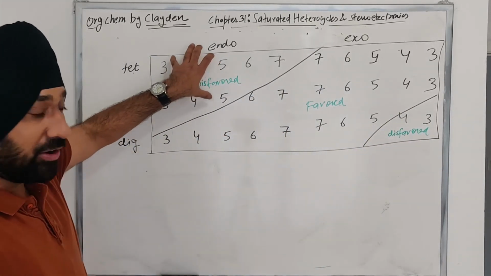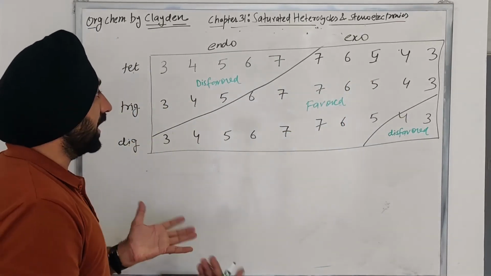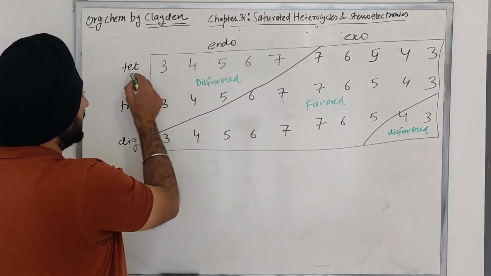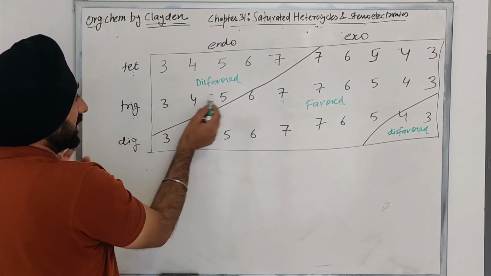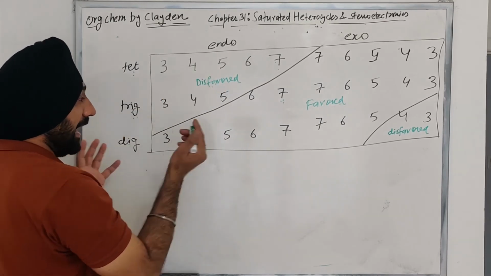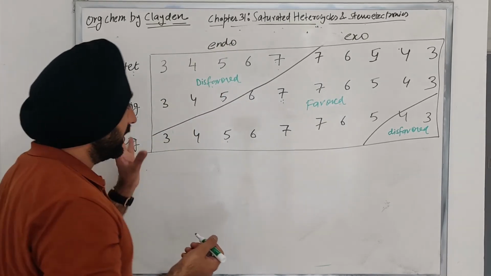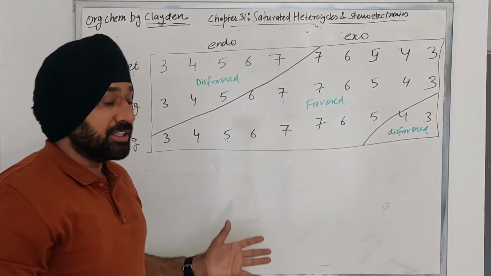So anything on this part is disfavored, this is disfavored, this is favored. So how do we find this out, how do we interpret this? Okay, we have to interpret this. 7 endo tet are disfavored, 5 endo tet are disfavored, 5 endo trig are disfavored. At the same time 5 endo dig are favorable. Okay, whatever falls in this part, that is favorable.